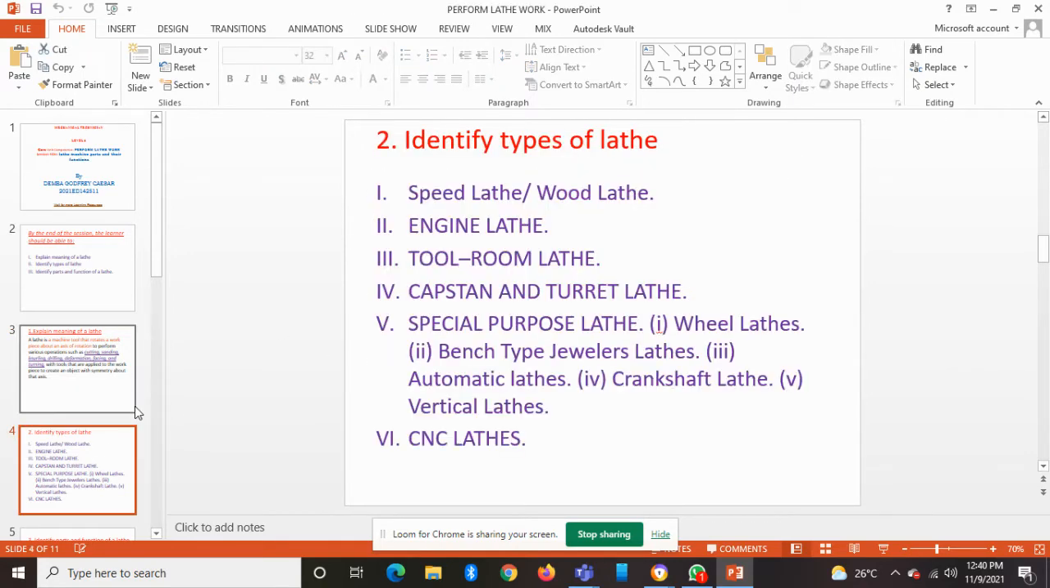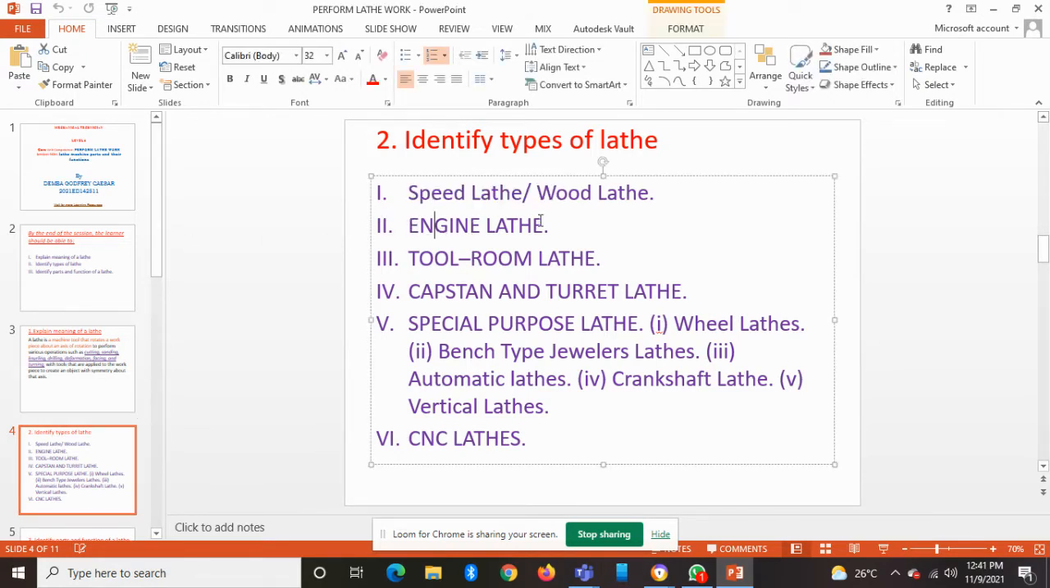Now, let's go to the second objective of the lesson, to identify types of lathe. When you go to any mechanical workshop, you will find one of the following lathe machines. 1, speed lathe, or wood lathe. 2, engine lathe. 3, tool lathe or toolroom lathe. 4, capstan and turret lathe. 5, special purpose lathe, or CNC lathe machine. CNC are the latest technology machines, where the machines are computerized, for those who can afford it.